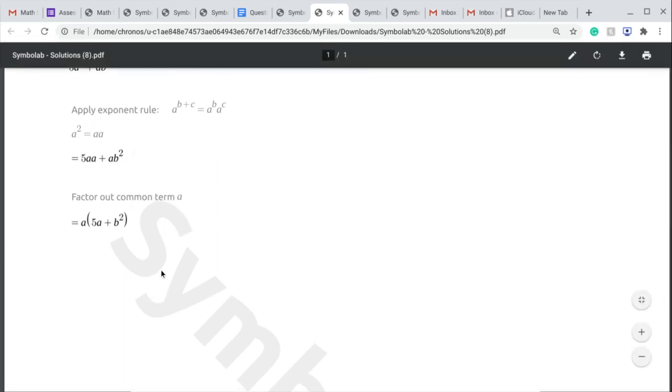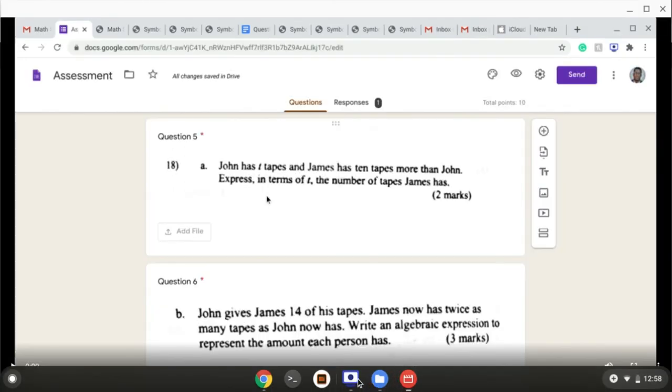That's what factorization means. So you factorize now the common term, which is a, and say a, so you take out one of these a's, put it outside the bracket and say a times 5a plus b squared is the same thing as 5a squared plus ab squared. Because when you expand this, you say a times 5a, you have two a's now, so you say 5a squared plus a times b squared, which is the same thing as ab squared. Right? So let's move on to question 9 now.